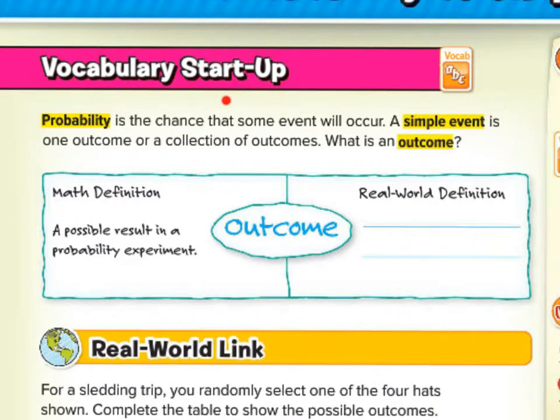Vocabulary startup. Probability is the chance that some event will occur. A simple event is one outcome or a collection of outcomes.